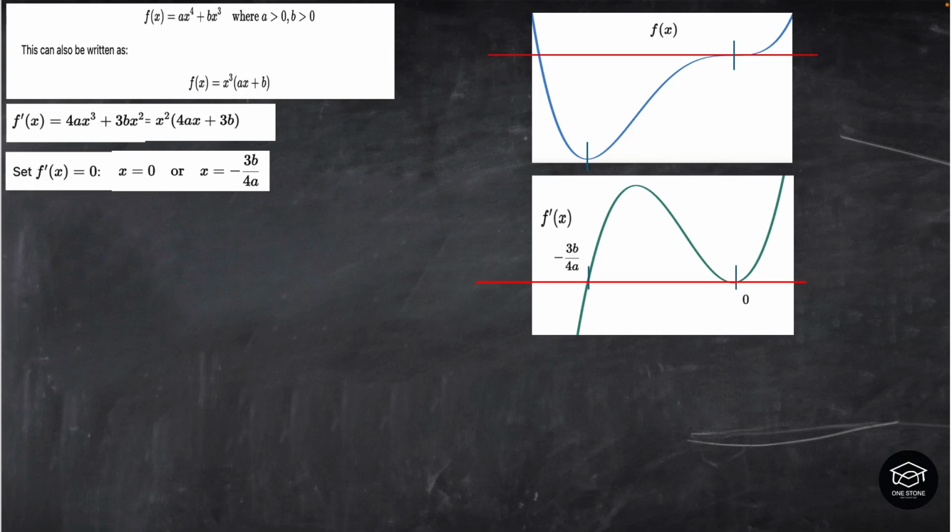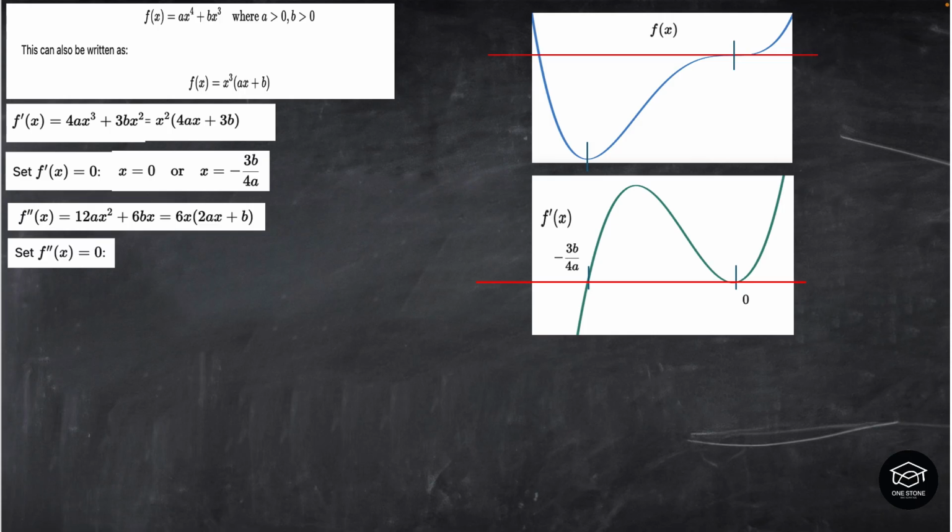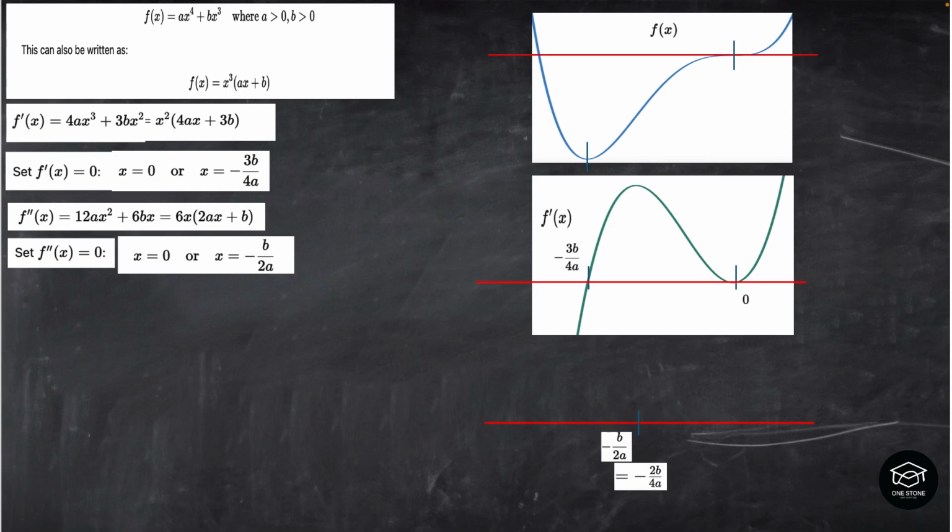Let's now move on to the second derivative. Taking the derivative of f prime, we get f double prime of x equals 12ax squared plus 6bx, which factors as 6x times the quantity 2ax plus b. We set f double prime equal to 0 and find two possible inflection points, x equals 0 and x equals negative b over 2a, which is the same as negative 2b over 4a.